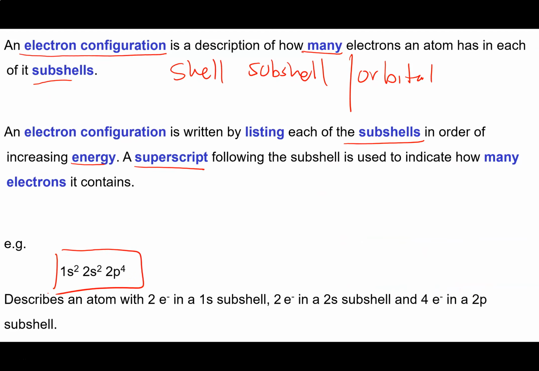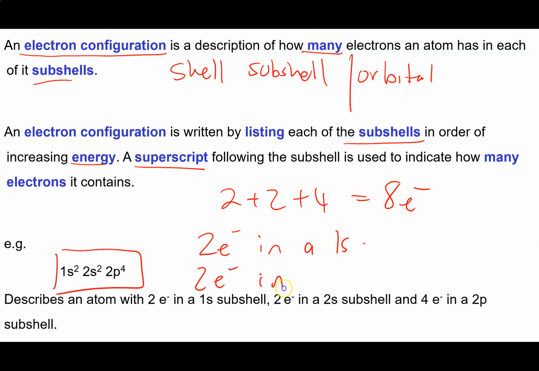Well, this is describing an atom that has a total of 2 plus 2 plus 4 electrons. That gives me 8 electrons. It has 2 electrons in a 1s, 2 electrons in a 2s subshell, and 4 electrons in a 2p subshell.